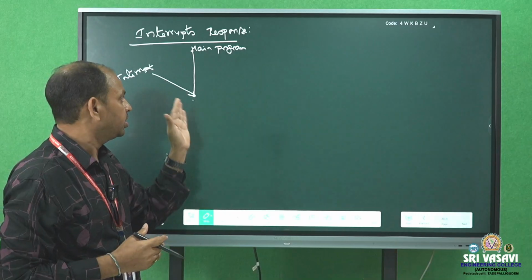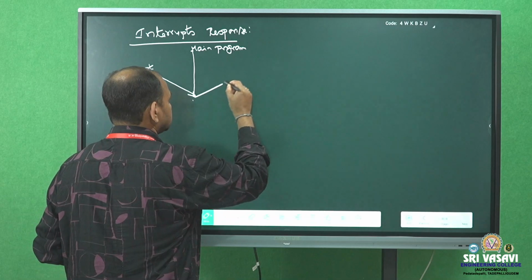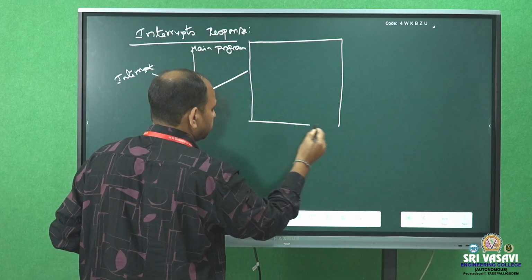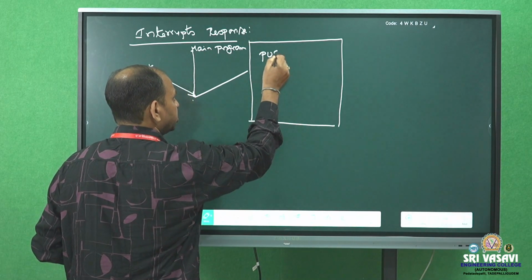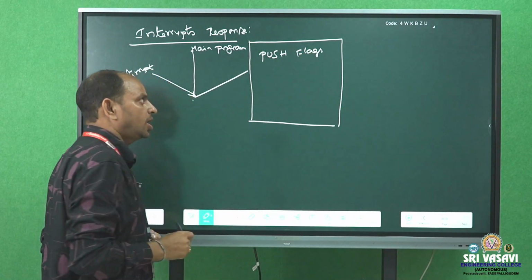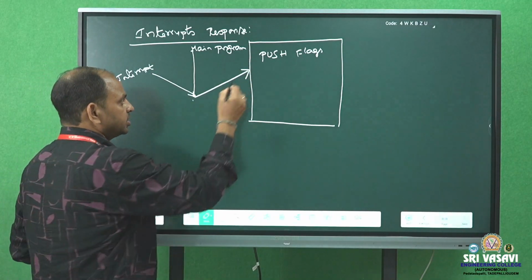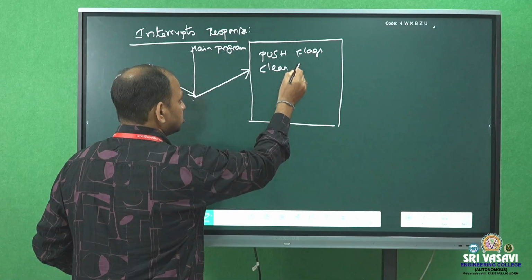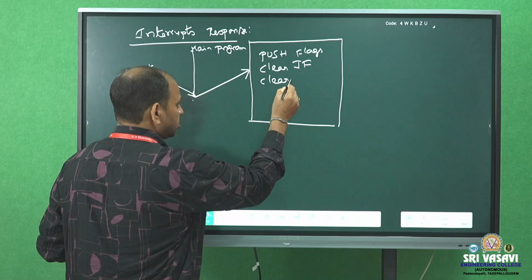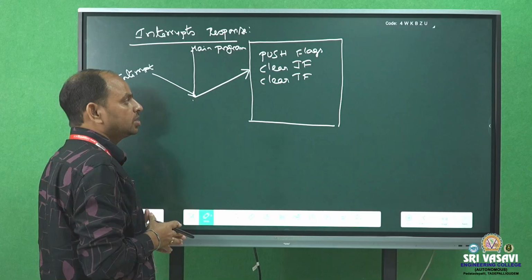But before going to the ISR, the microprocessor has some work to do. What is that work? First, it has to save the flag register. Saving means pushing the flags onto the stack. So first it will push the flags. Next, clear the interrupt flag so that it does not take another interrupt. Next, clear the trap flag, the single step interrupt, that is called the trap flag.